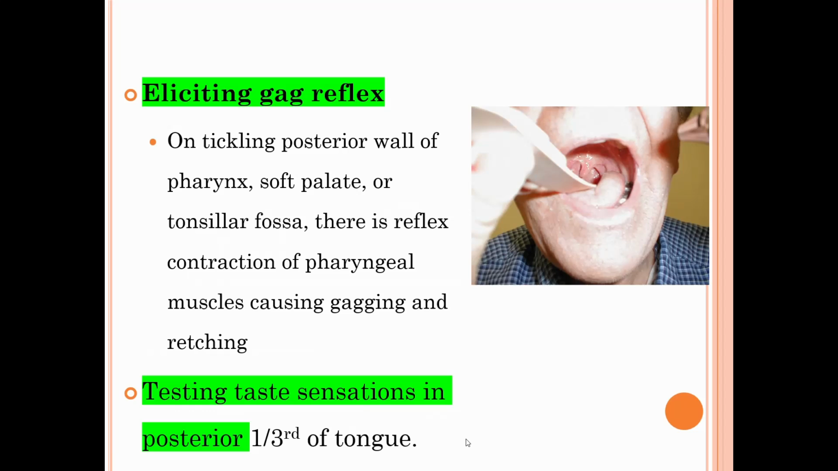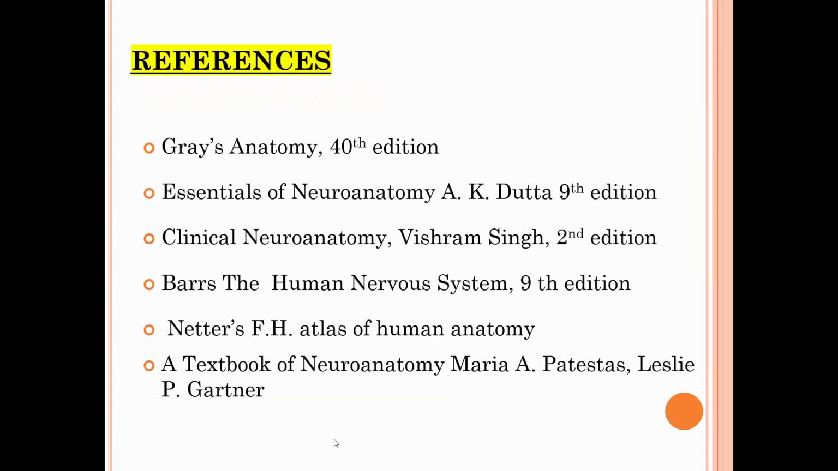Clinical testing of the glossopharyngeal nerve. So first is the gag reflex. On tickling the posterior wall of the pharynx, soft palate or tonsillar fossa, there is a reflex contraction of pharyngeal muscles causing gagging and retching. So this is the gag reflex. Testing sensation in the posterior 1/3 of the tongue, that is also clinical testing of the 9th cranial nerve. These are the references and thank you.